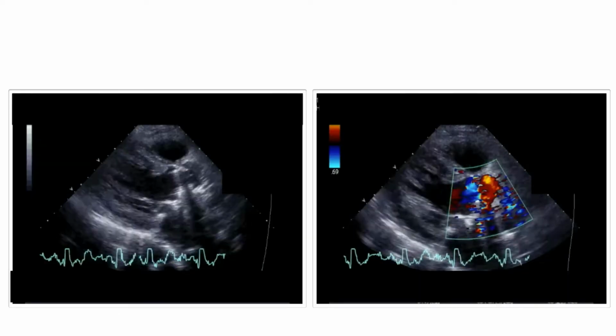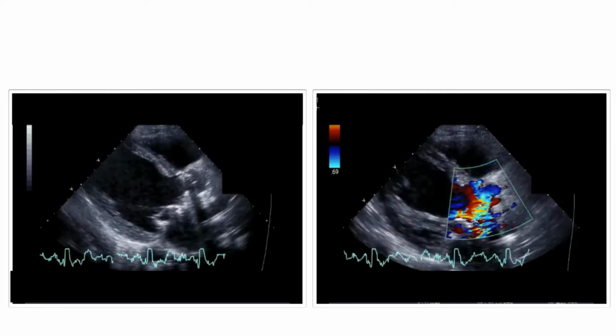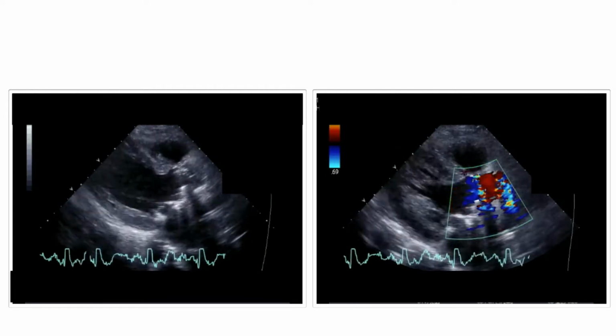Now here we have a case of a patient with paravalvular aortic regurgitation. You can nicely see the jet, the turbulent jet across the valve.